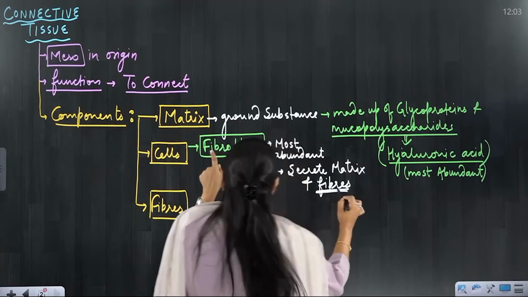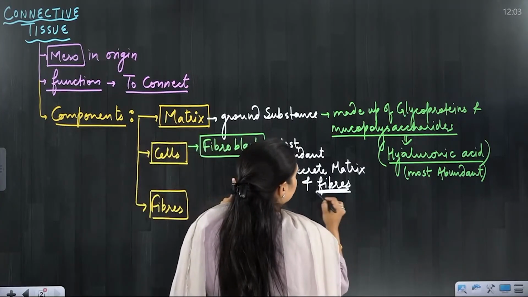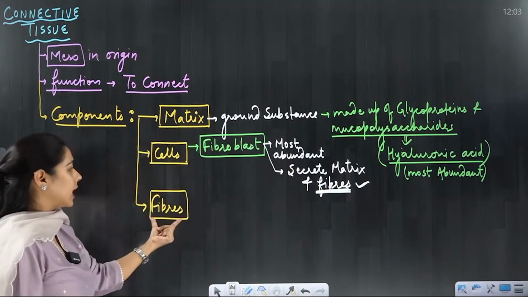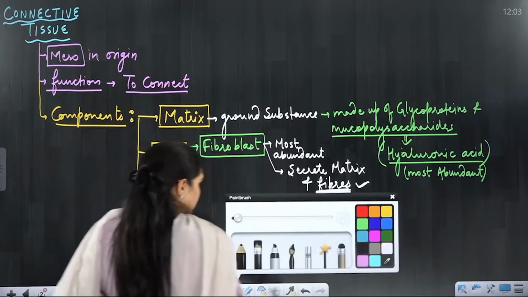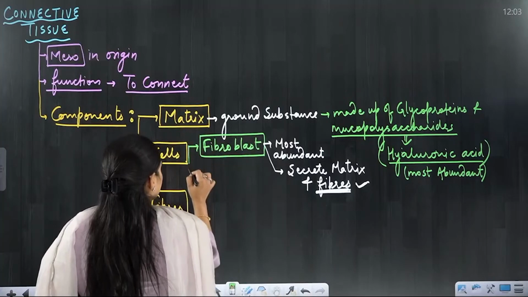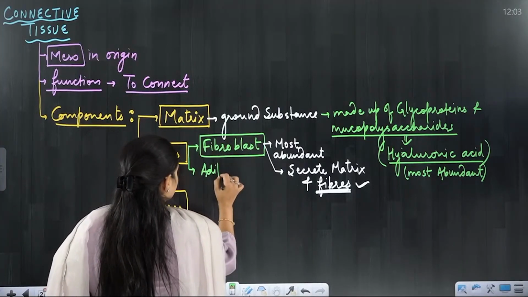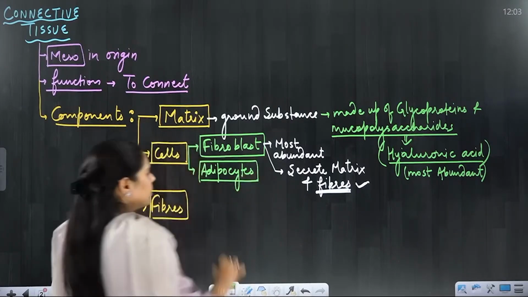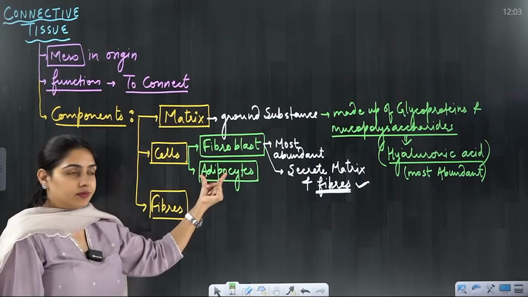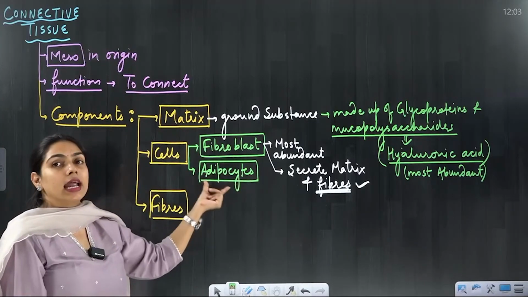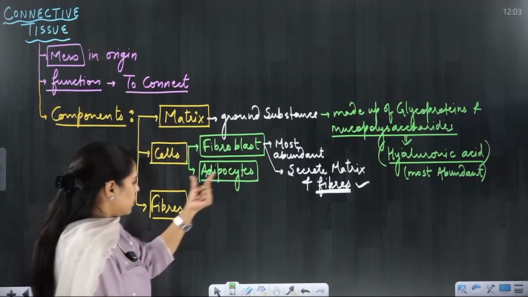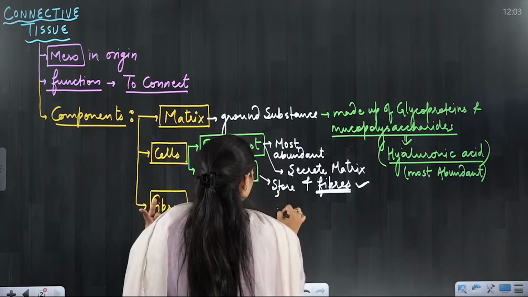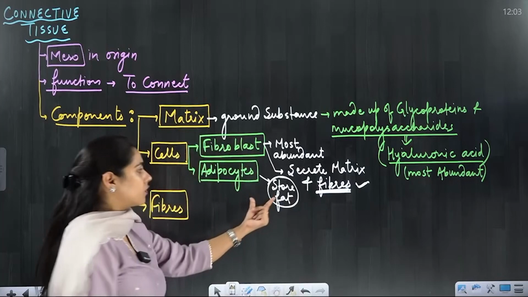Why is its name fibroblast? Because it secretes fibers, beta. Mainly it secretes fibers. These fibers are of two types. I will tell you the two types of fibers, but first let me tell you more cells, like adipocytes. Do you know what adipose or adipocytes are? Adipose means fat. Fat storing cells are adipocytes. So adipocytes will store fat.